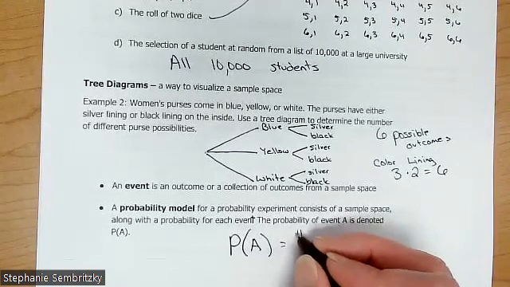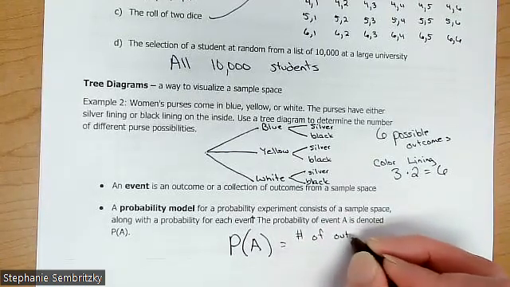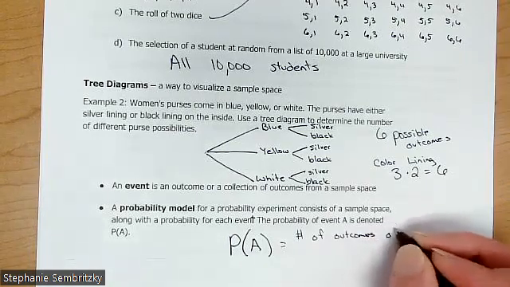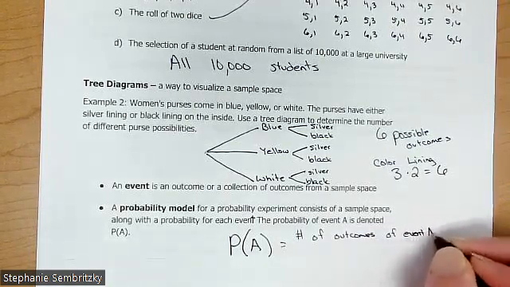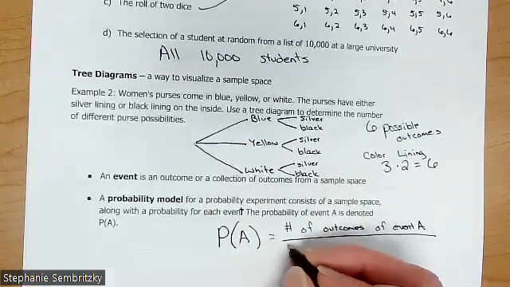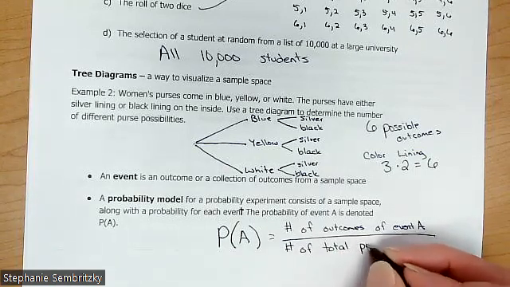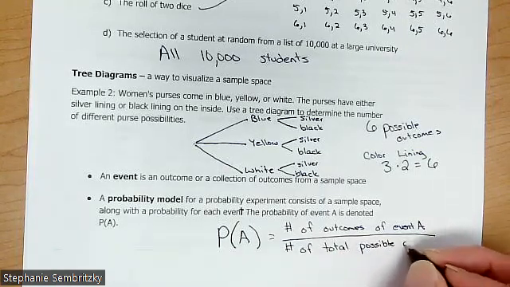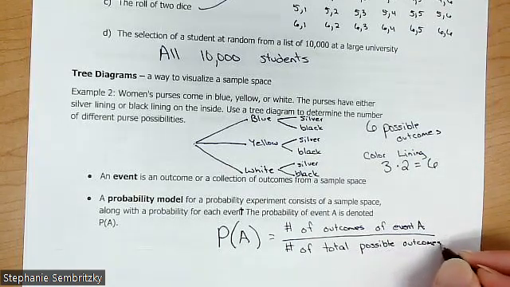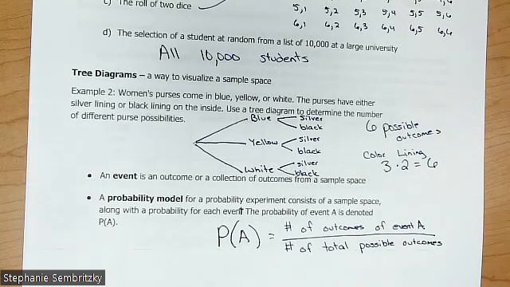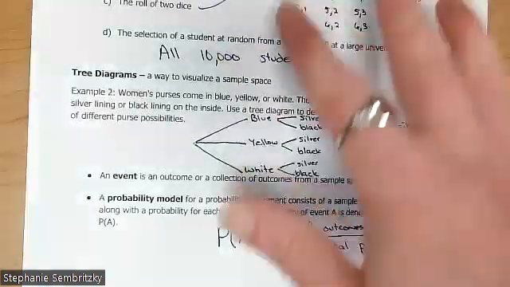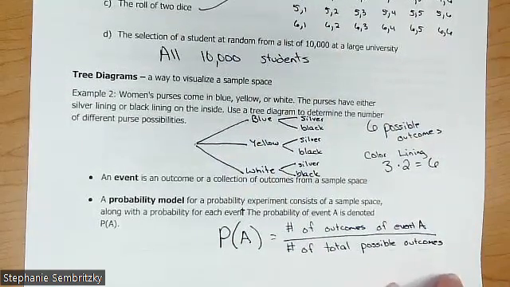The way we find that is we take the number of outcomes of event A divided by the number of total possible outcomes. All right, so we're going to practice that a little bit, either from wording, from some of our stuff that we already wrote out, or from tables as well. So that's all we're doing today.